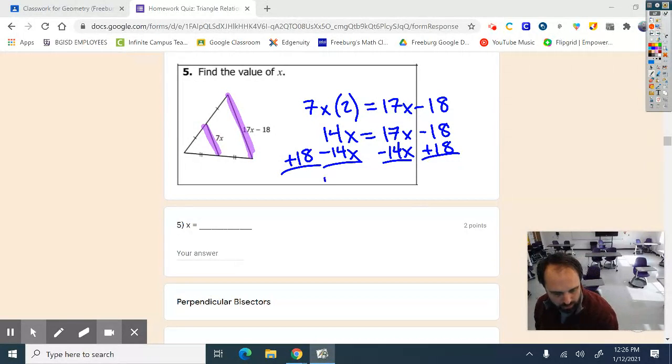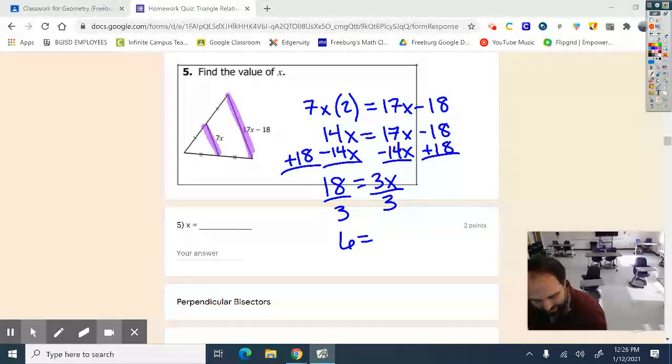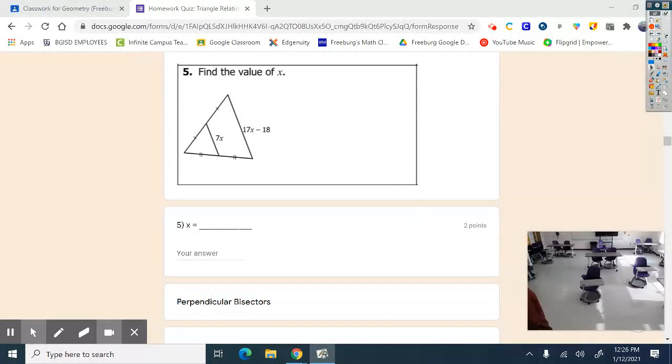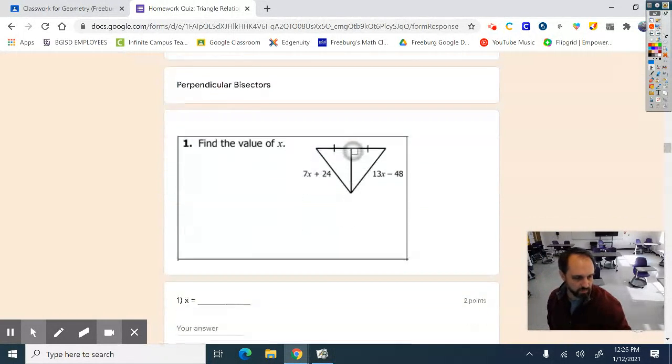For my own personal preference, I find that I make fewer errors and I lose my negatives a whole lot less often if I keep my x's positive, so I'm not dividing later by negative numbers. Okay, so I've got 3x equals 18, divide by the 3, x is equal to 6. Okay, you can always go back, plug it in, and check your work if you've got the extra time to do that on your test, for example.